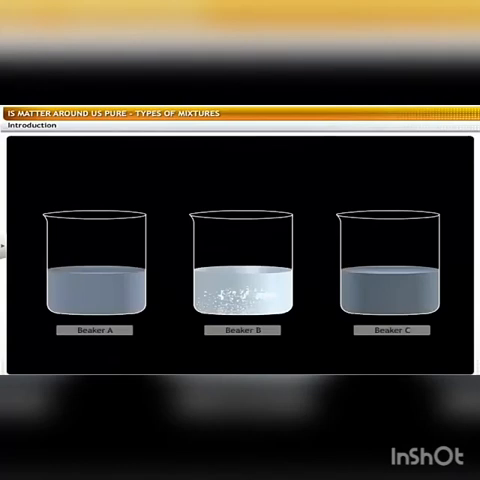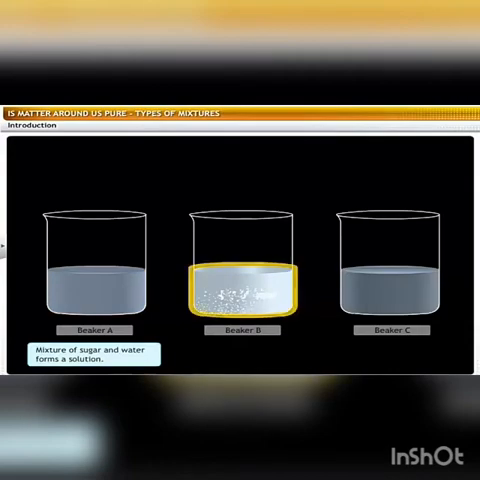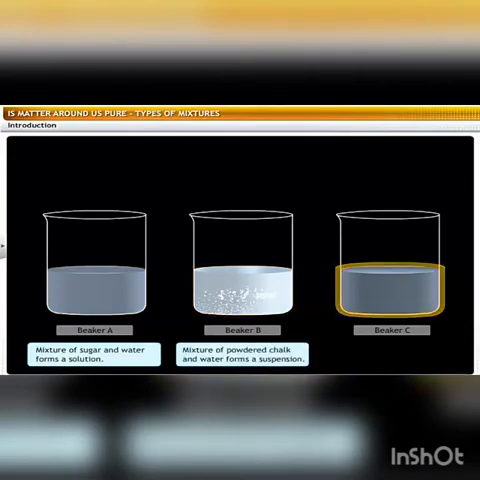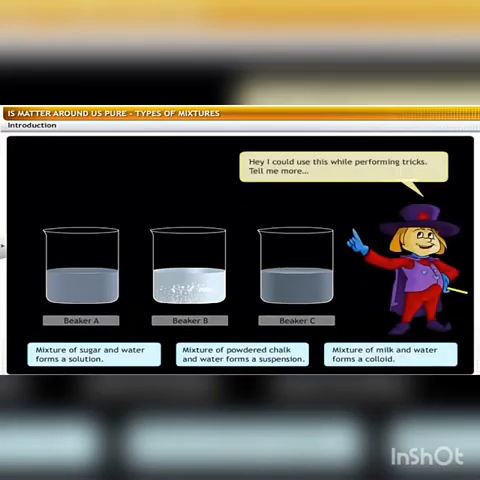The mixtures in the beakers are of 3 distinct types. The mixture in A is a solution, in B is a suspension, and in C is a colloid.